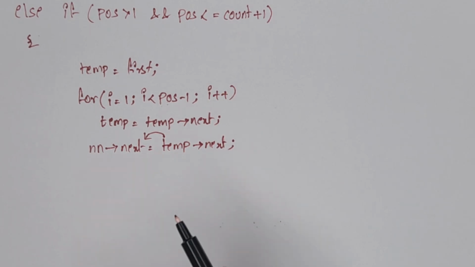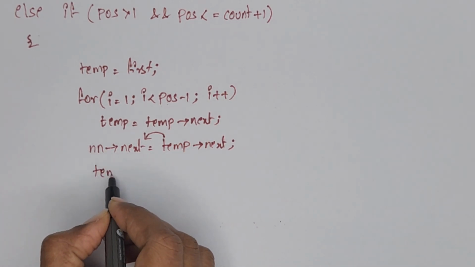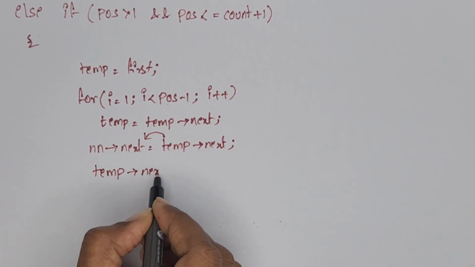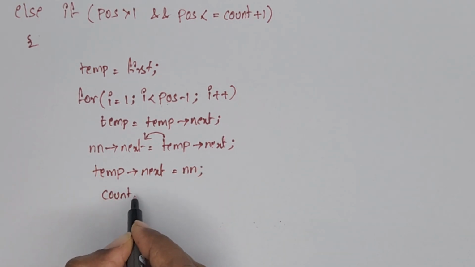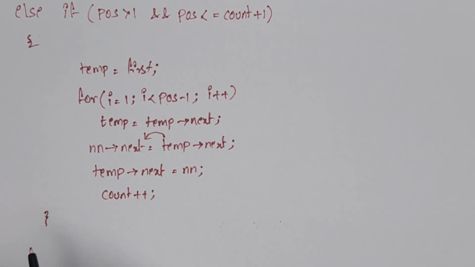It's very simple. The temp of next node becomes new node of next. Now what is temp of next? New node. Temp of next equals new node. Increment count value by 1. That's it.